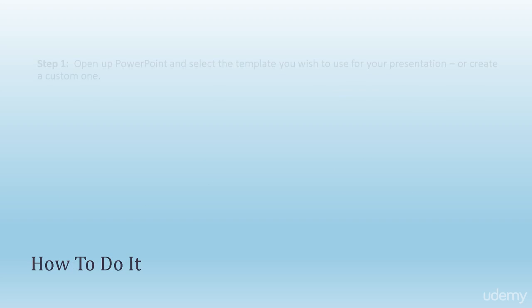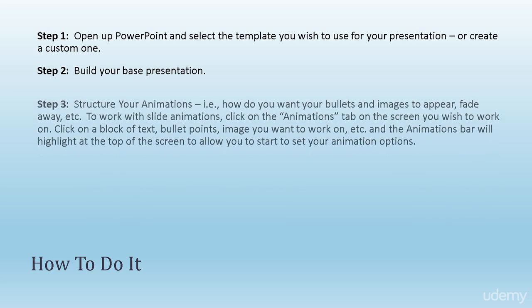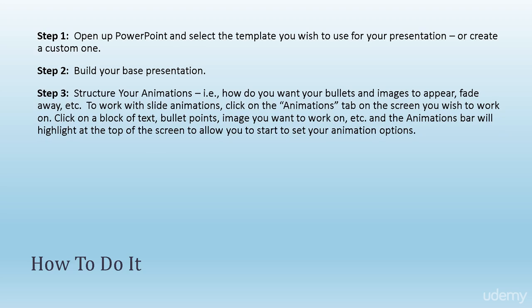Step 1. Open up PowerPoint and select the template you wish to use for your presentation, or create a custom one. Step 2. Build your base presentation. Step 3. Structure your animations. That is to say, how do you want your bullets and images to appear, fade away, etc.